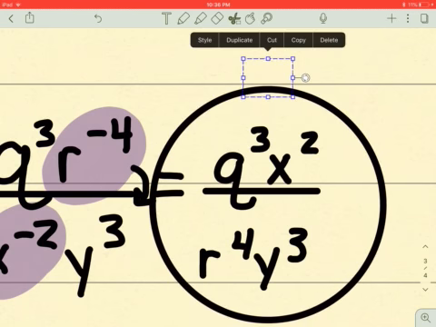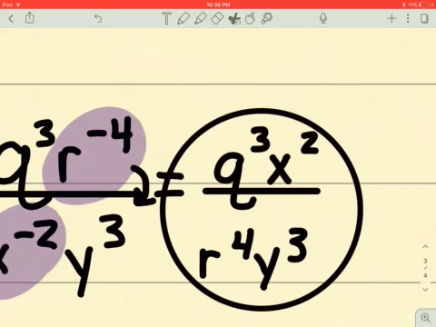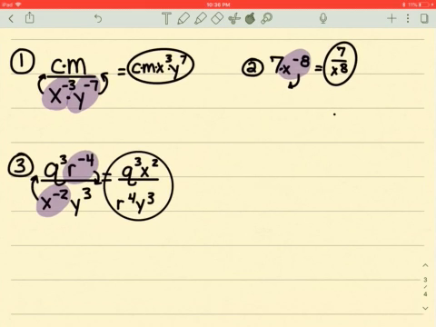If it's already positive, it stays where it's at. If it's negative, that's when I flip the side of the fraction bar it's on. That's all I've got to do, is just flip the side of the fraction bar it's on.